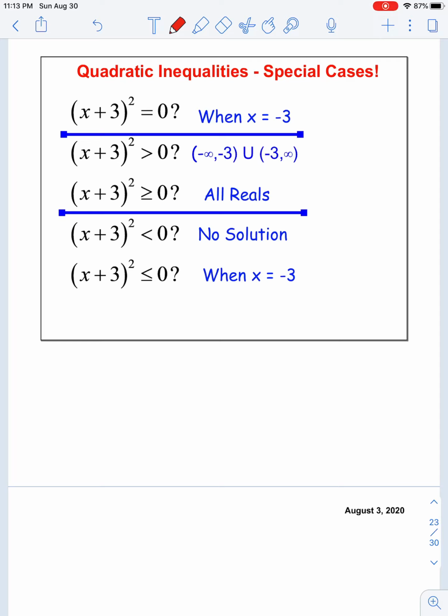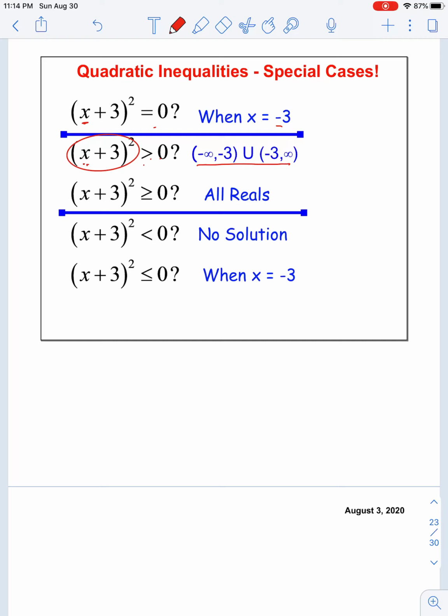Here are some special cases. When is x plus 3 squared equal to 0? Only if x is negative 3 will that equal 0. What about x plus 3 squared greater than 0? Well, guess what? When you square a number, it's always positive, isn't it? But it just says greater than 0. So negative 3 would not make it greater than 0. Negative 3 makes it equal to 0. So you have to exclude it, it's going to be everything but negative 3.